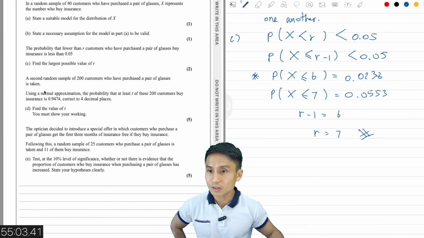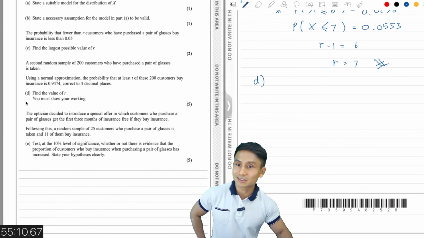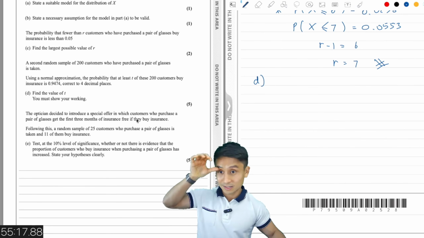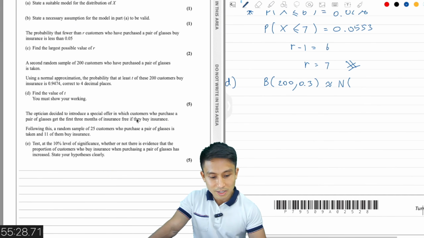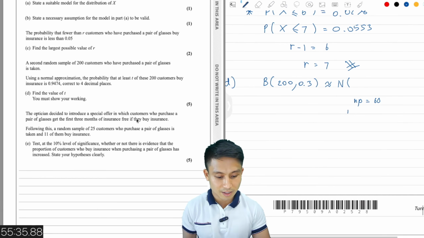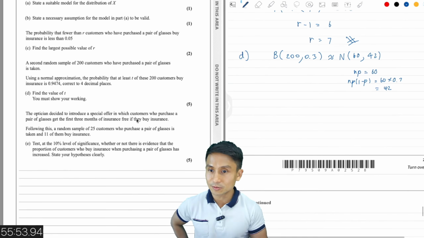Okay. A second random sample of 200 customers, that seems a lot, who have purchased a pair of glasses is taken. Using a normal approximation, find the probability that at least t of these 200 customers buy insurance. Okay, so we are going to approximate the binomial, 200, 0.3, with a normal. So np is 60, right? Yeah, 30% of 200 is 60. And then np times 1 minus p will be the variance. So that is 60 times 0.7, so that's 42. So it's just 60, comma, 42. 42 is the variance, okay? So that's the normal approximation there.